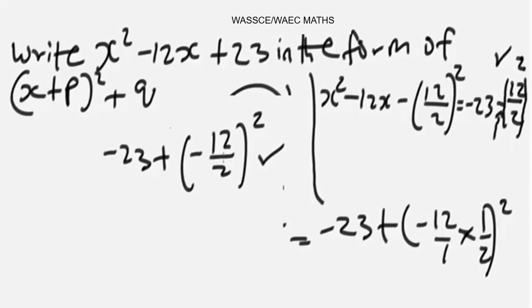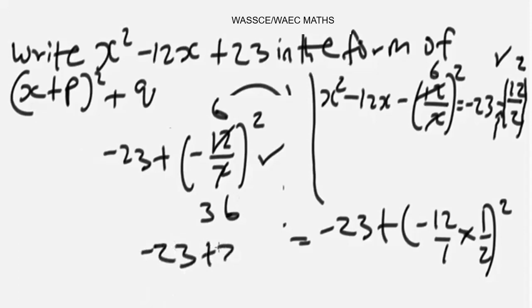When you simplify what we have inside the bracket, 2 cancels 12, and we're going to have 6. So minus 6 squared will give us 36. So we have minus 23 plus 36, because minus 6 squared gives us 36. When you punch this in the calculator, you're going to have 13.